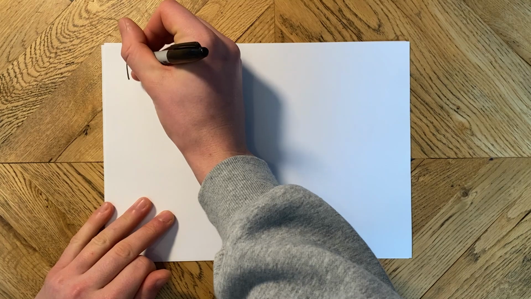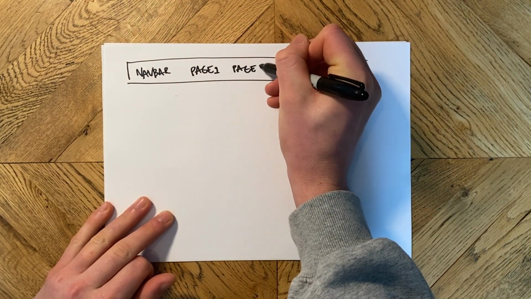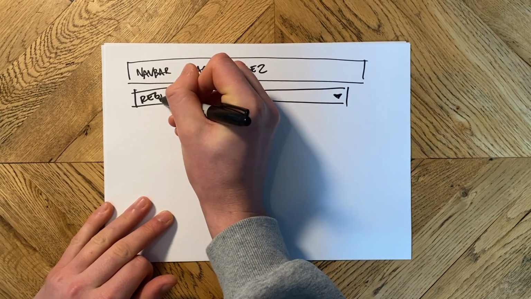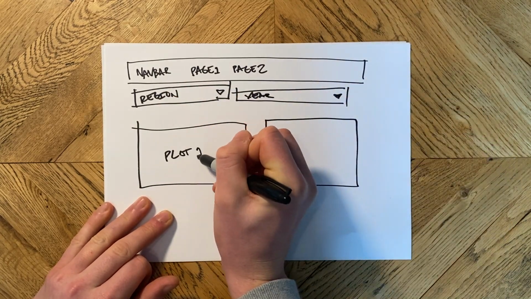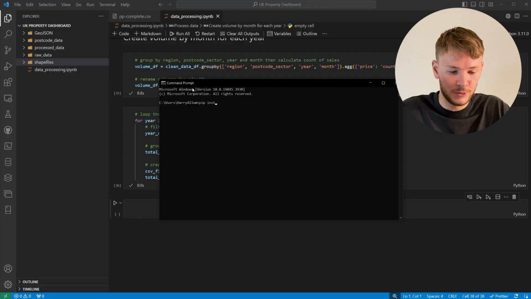I've got a pretty good idea of how I want the dashboard to look. I want to have multiple pages with a navigation bar at the top of the page. Below this, I want 2 drop-downs, one to select the region of interest and the other to select the year. On each page, I want 2 plots, each filling 50% of the width. As a first step, let's install the packages that we need for building the dashboard.